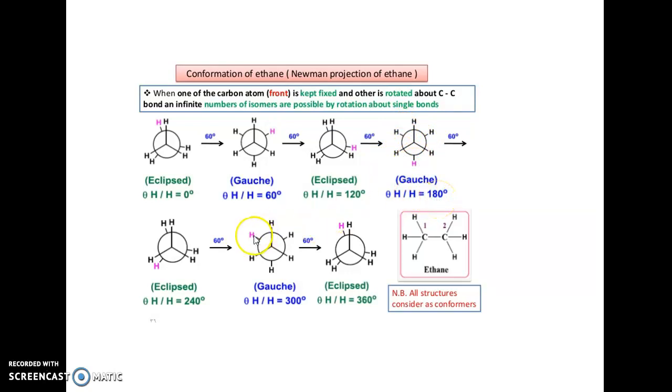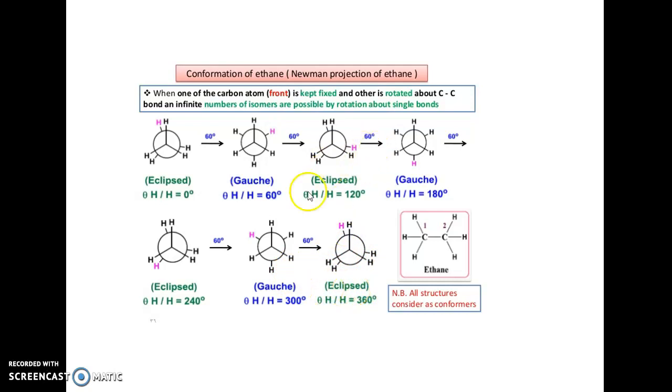So like this, there are various possibilities of getting conformations wherein the angle of rotation will be different. For this it is 60 degrees, for this it is 120, for this it is 180, for this it is 240, and for this it is 300, and then it will be 360 degrees.